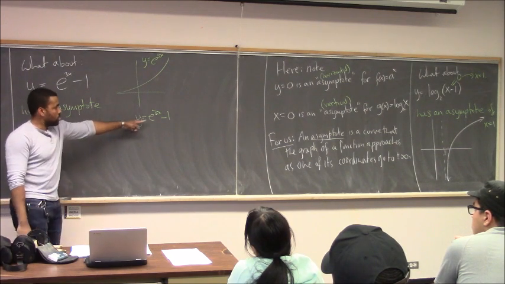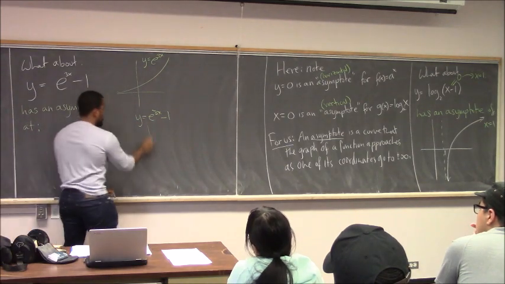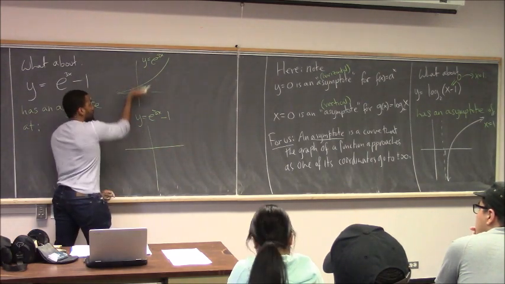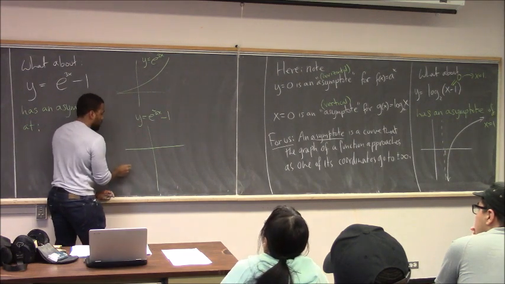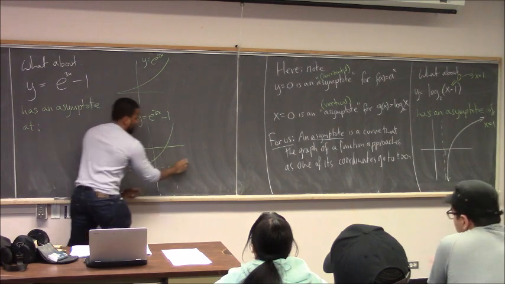When I say -1, what does that do? It shifts it down, right? So this guy is going to drop down by 1 unit. Now what's going to be this new line here? y equals -1.